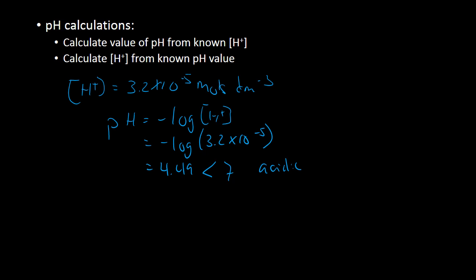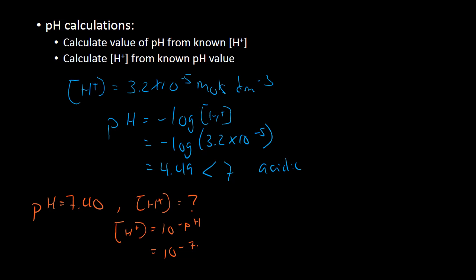All right, you could look at another calculation where the pH is 7.40. Calculate your hydrogen ion concentration. So now we know that the hydrogen ion concentration equals 10 to the negative pH. So then we take 10 to the negative 7.40, and you're going to get 4.0 times 10 to the negative eighth moles per decimeter cubed. Not difficult at all, but you have to have your calculator. You can't do this kind of calculation in your head.